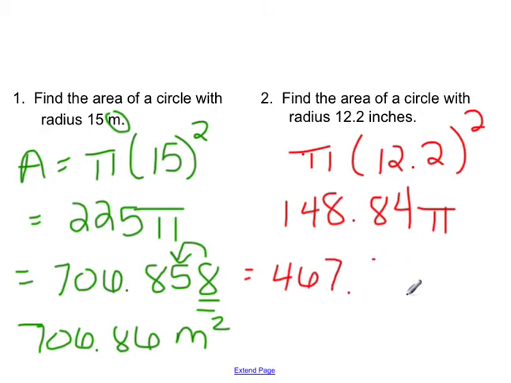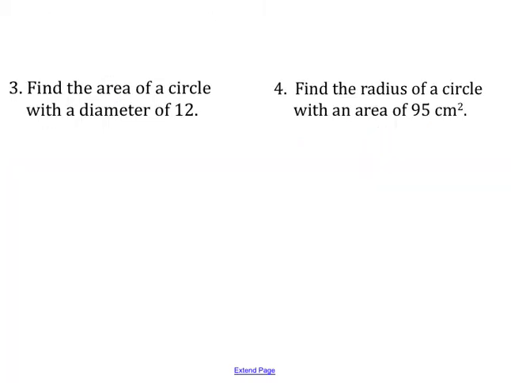Go ahead and type that into your calculator yourself. What decimal do you get? Check that rounding. My label on this was inches, so I'm going to write it as inches, and then I am going to square it. So the final answer for number 2 is 467.59 inches squared.